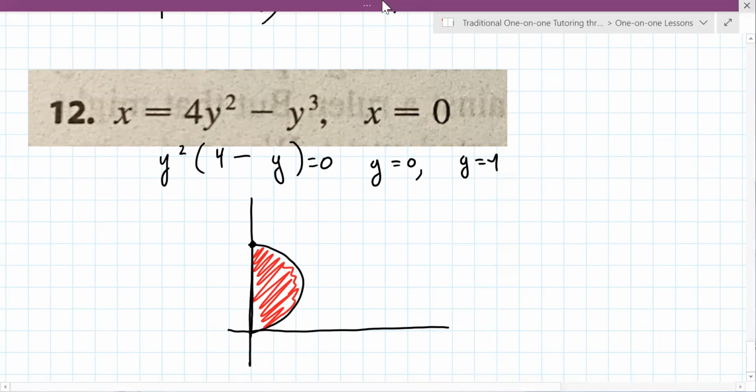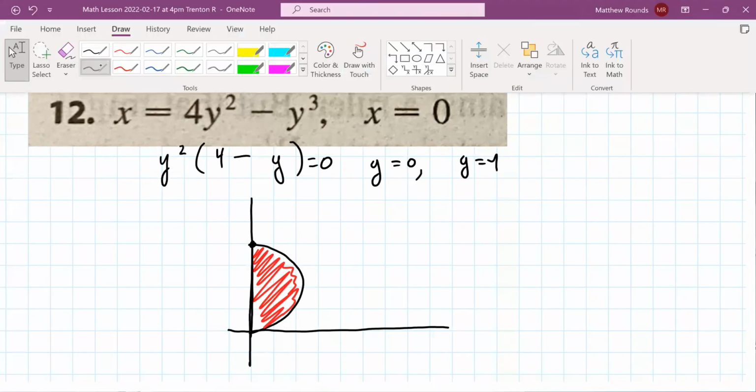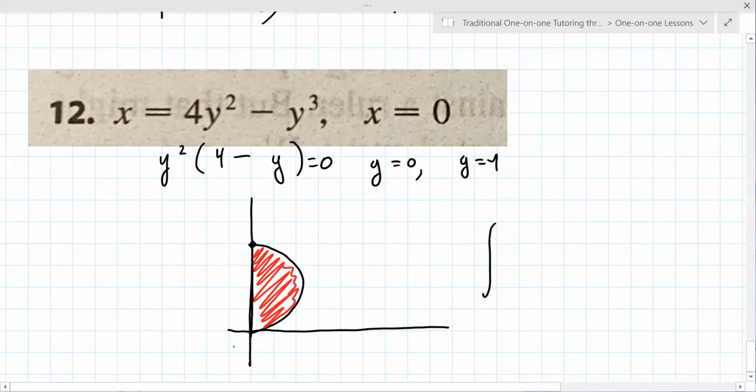Okay, so the integral here, you're using your y bounds, 0 to 4. And then it's 2 pi y, because you're going about this axis again. Your height is right minus left. This one is solved for x, so we already have it there. It's 4y squared minus y cubed. And you've seen me subtracting 0. You don't have to keep doing that if you don't want to.